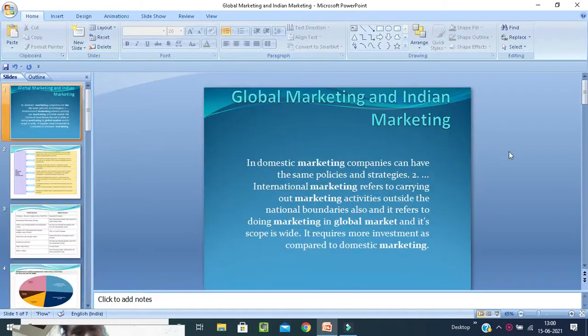Today we are going to have a session with the last topic, which distinguishes between global marketing and Indian marketing. This is the difference between these two.